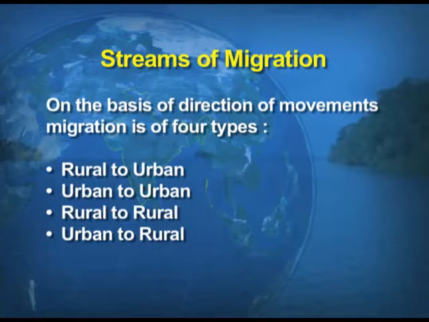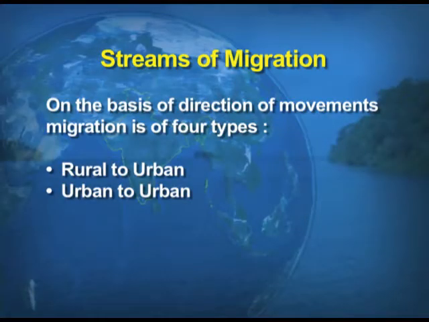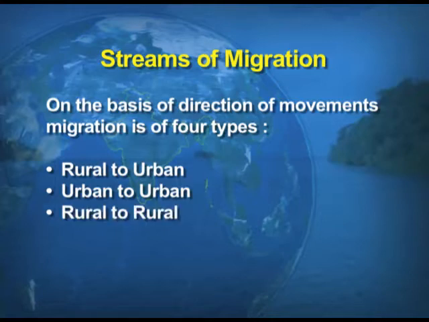Now, a very interesting aspect of migration is the streams of migration. On the basis of the direction of movement, migration is of four types. Now, listen carefully, children, what are these four types of migration? One, when people migrate from rural area to urban area. Number two, the migration of people from urban area to urban area. Number three, when people migrate from rural area to rural area, that is the third stream of migration. And lastly, migration from urban to rural areas, which is not very common in India.